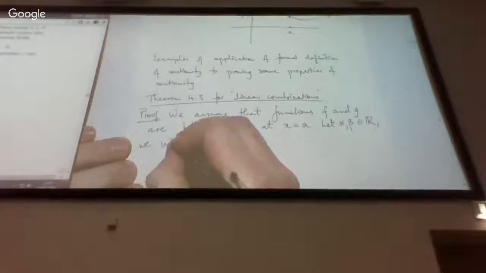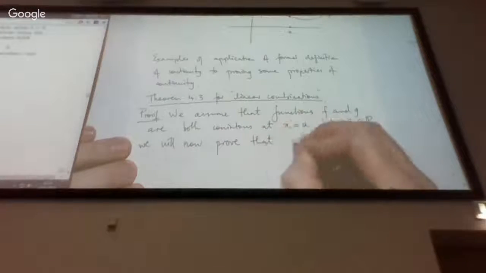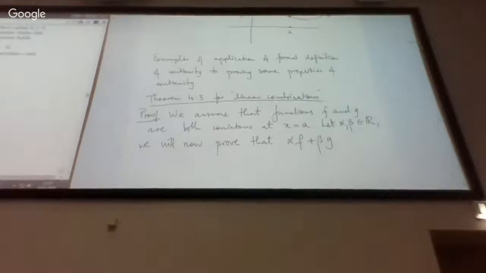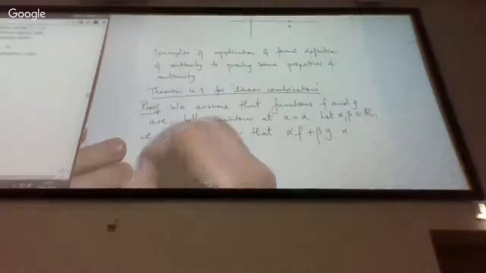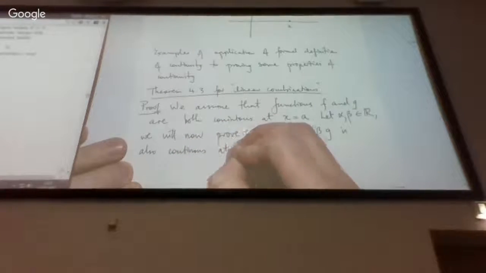We will now prove that alpha f plus beta g. So alpha f plus beta g is a new function. Okay? The linear combination of two functions f and g. It's potentially any linear combination. So I haven't placed any extra conditions on alpha and beta. I've just said they're two real coefficients. We will now prove that alpha f plus beta g is also continuous at x equals a.